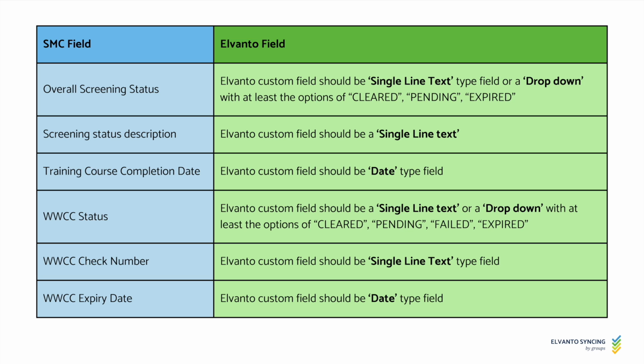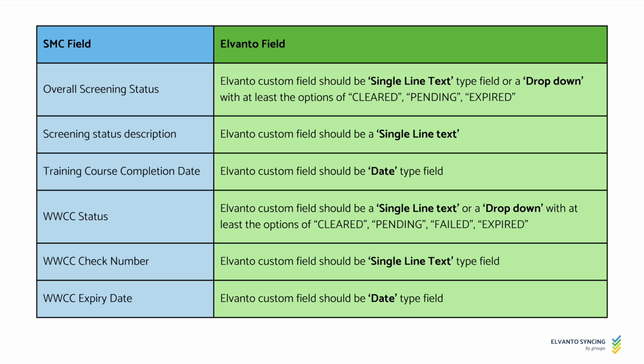In the Safe Ministry Check field, it will be Overall Screening Status. The Elvanto field should be a single line text or a drop-down with at least the options of Cleared, Pending, and Expired. In the Safe Ministry Check field, it's the Screening Status description. The Elvanto custom field should be a single line text. The Safe Ministry Check field will be Training Course Completion Date. The Elvanto custom field should be Date Type.